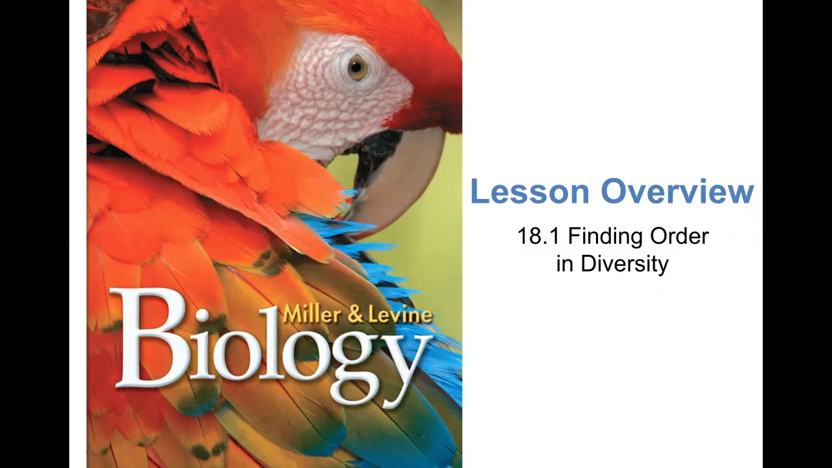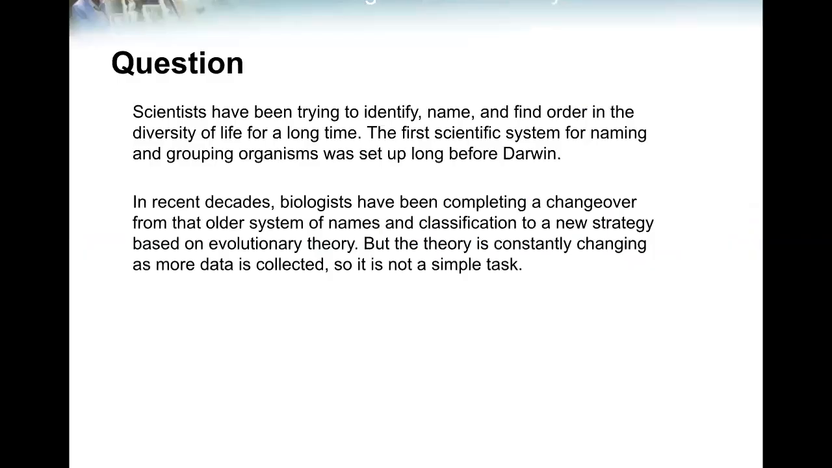Finding order in diversity. Scientists have been trying to identify, name, and find order in the diversity of life for a long time. The first scientific system for naming and grouping organisms was set up long before Darwin. In recent decades, biologists have been completing a changeover from the older system of names and classifications to a new system based on evolutionary theory. But the theory is constantly changing as much data are collected, so it is not a simple task.